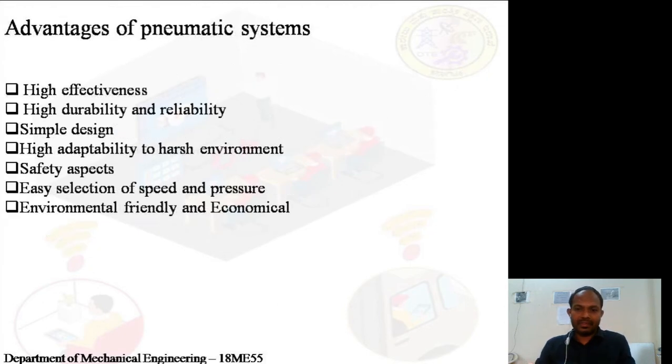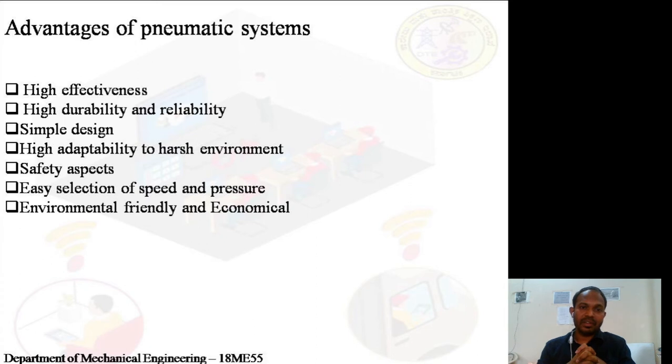Then what are the advantages of these pneumatic systems? The basic advantages of pneumatic systems are that it is more effective. It has high durability and reliability, and it is a very simple design. It has high adaptability to harsh environments. Obviously, it can work in any harsh environment. Safety aspects, easy selection of speed and pressure, environmentally friendly and economical.